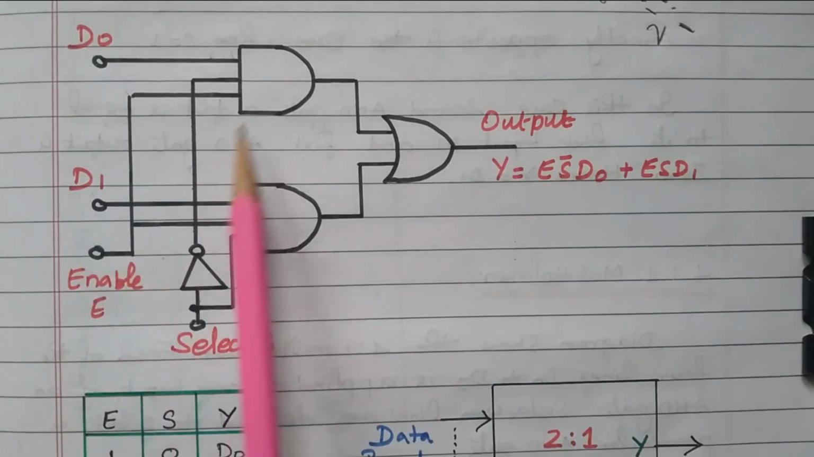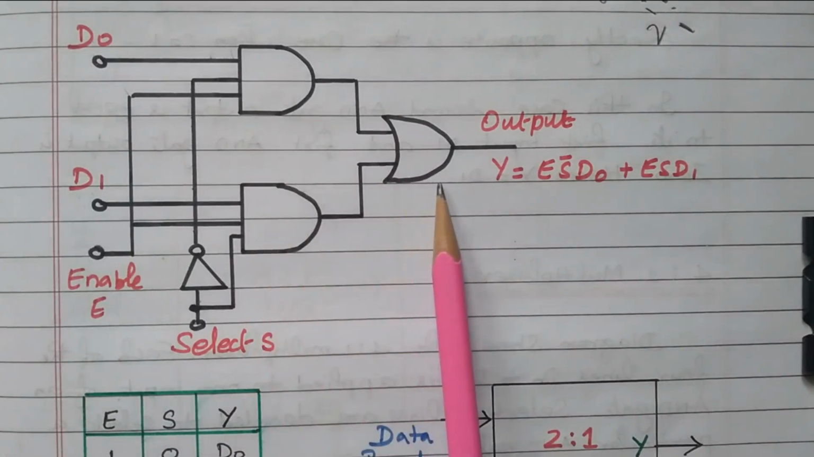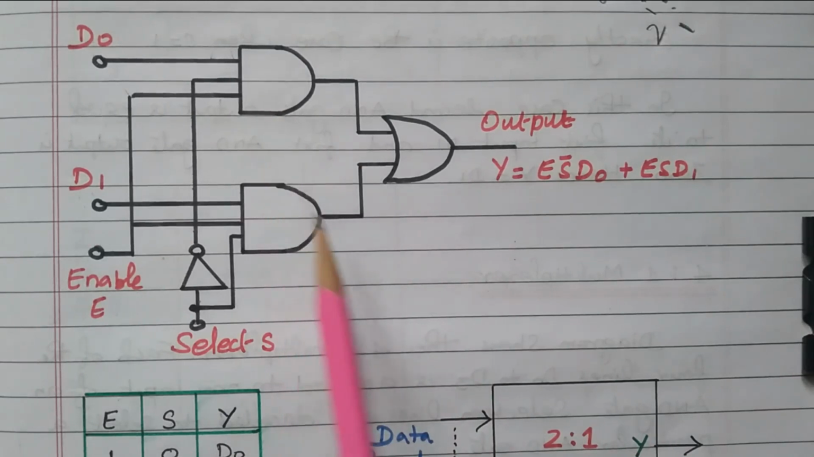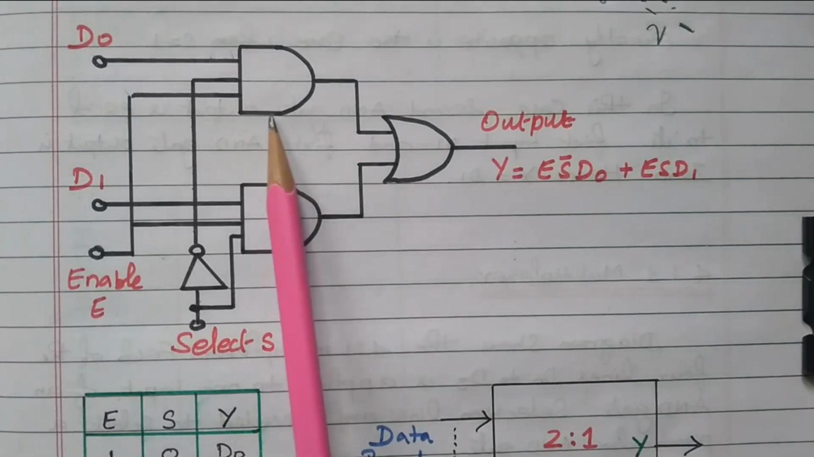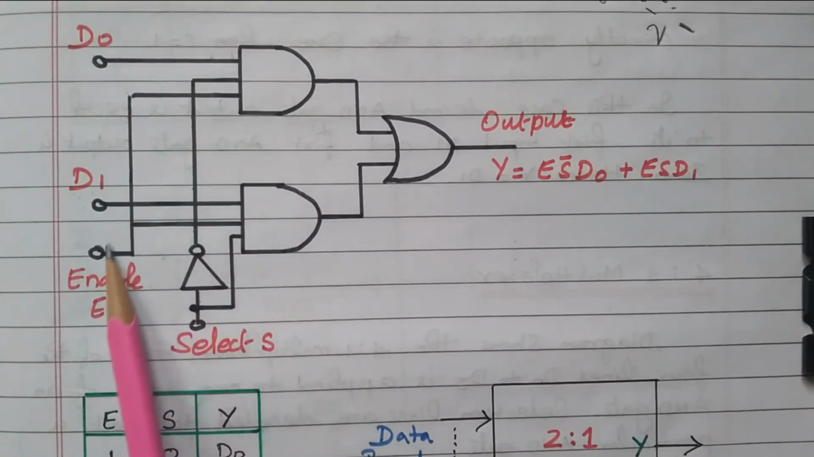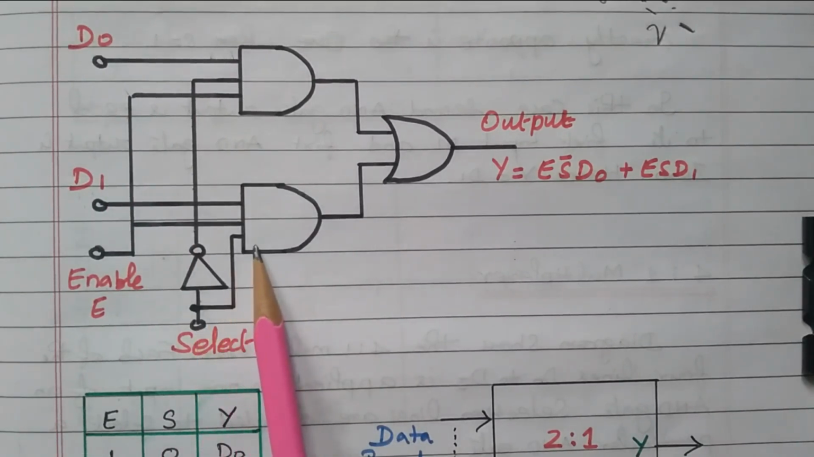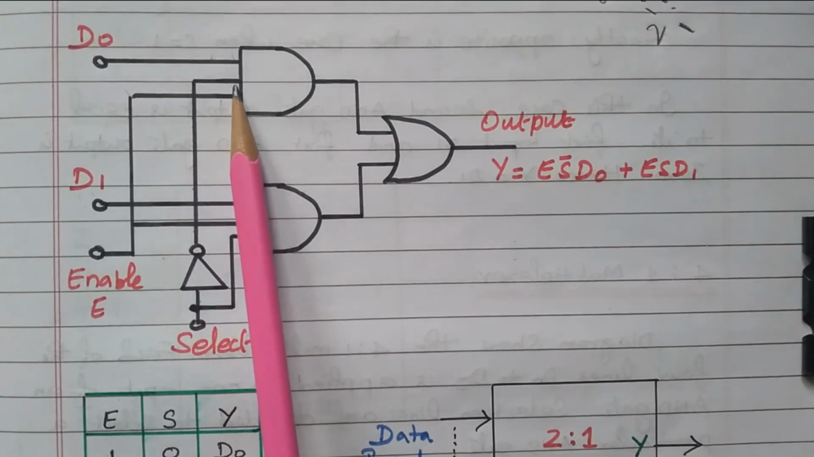D1, right? So we are using two AND gates, connected to one OR gate. AND gate means it will multiply the inputs. OR gate means it will add the inputs, right? So what are the inputs to this first AND gate? D0 is connected, then enable is connected, then the selection line is connected. The selection line is connected directly to the second AND gate, and it is connected through the NOT gate, inverter, to the first AND gate, right?